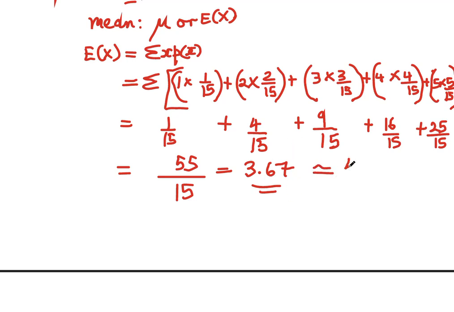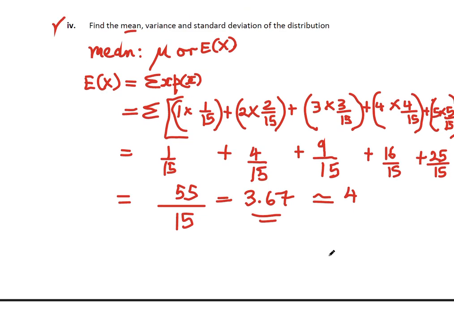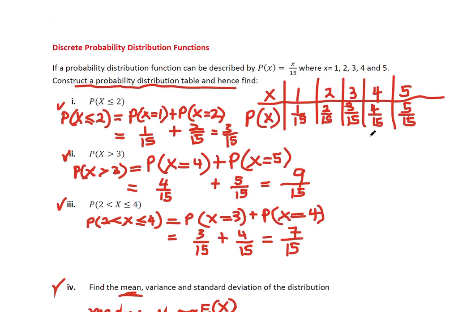So this would really be approximately 4, because 3.67 would not be a possible outcome in a discrete probability distribution function, because with discrete probability distribution functions, there are only whole number possibilities, there are only whole number outcomes. So the expected value of x here, or mu, which is the mean, would be equal to approximately 4.